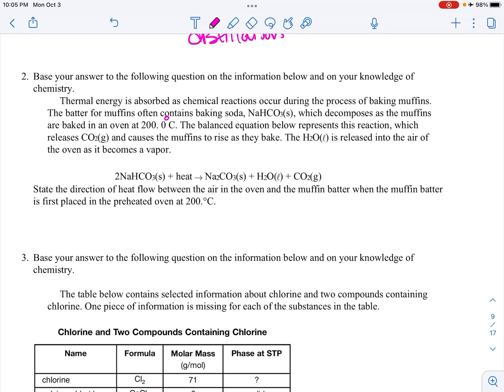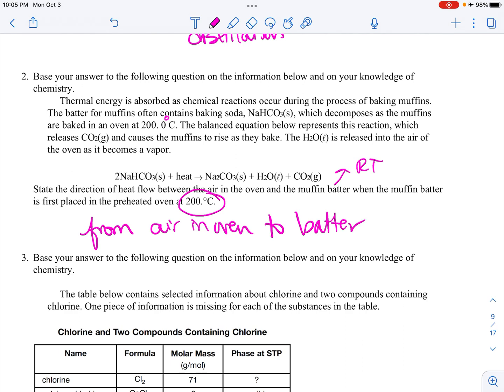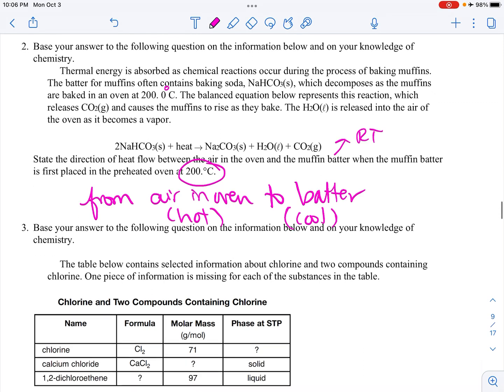So the air is at 200 and the muffin is at room temperature. So we know that heat flows from hot to cold. So we're going to say from the air in the oven to the batter. So this is hot and this is cool. So from the air to the batter. All right.